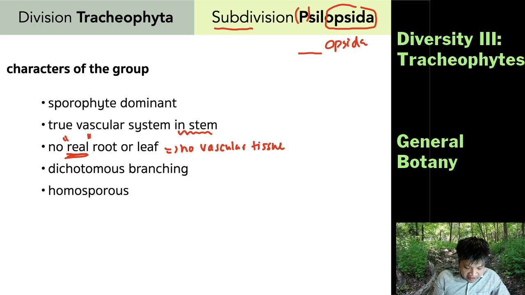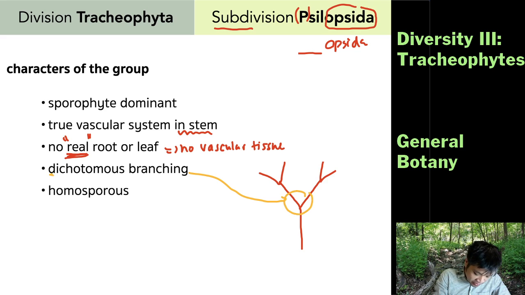And then the key character here is dichotomous branching. When you see the branch, they usually go like 1 to 2, 1 to 2, just like this, 1 and 2, 1 and 2. This kind of branching is called dichotomous branching. Dicho means twice, tome means separate, so it separates twice into two different things. And this group produces homospores, meaning they produce only one size of spore, and in the adjective form we call them homosporous plants, which means they produce homospores.